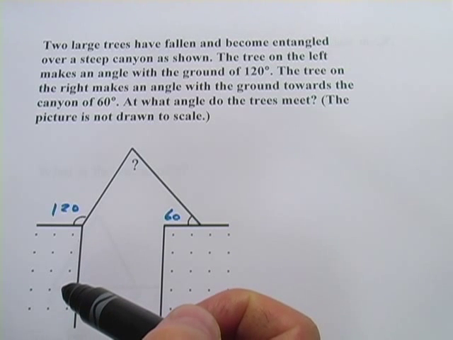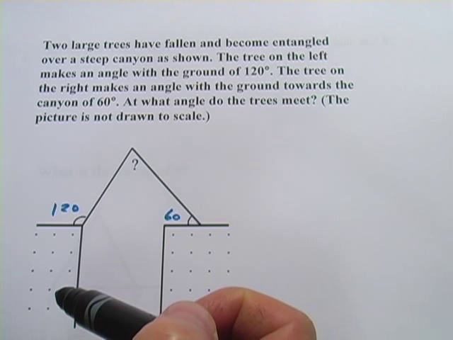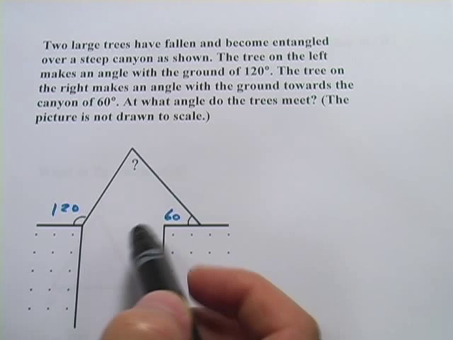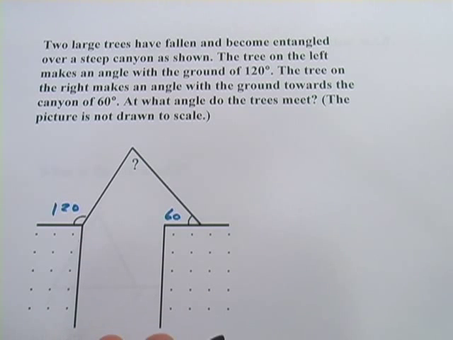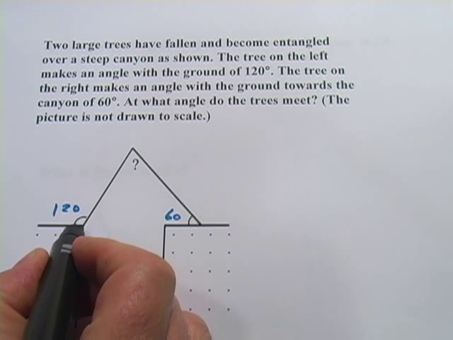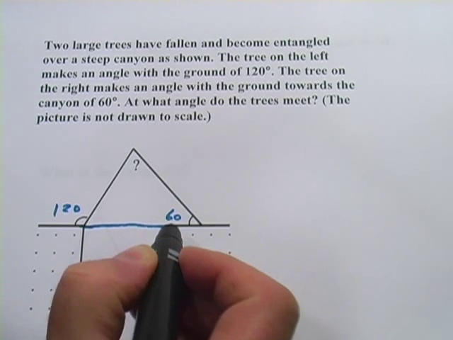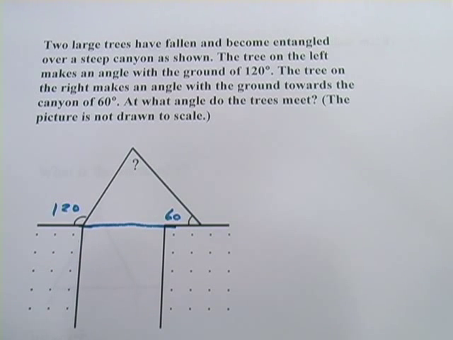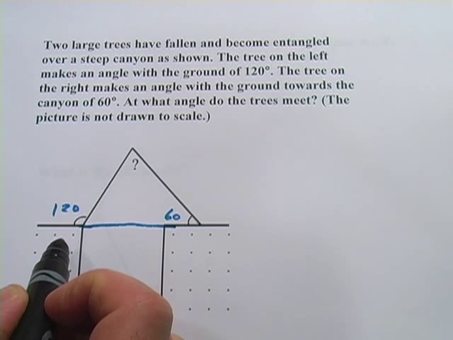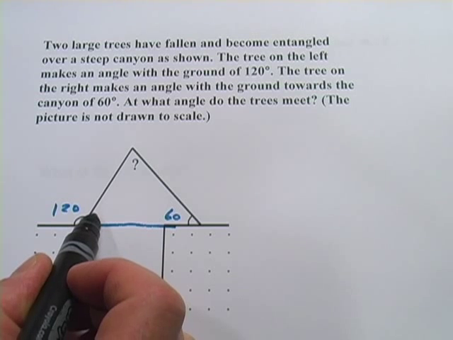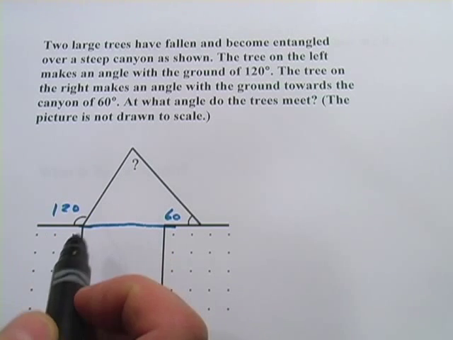At first, this might look kind of impossible because you don't have a triangle to figure this out. However, you're allowed to draw a line here and make this a triangle. So I'm just going to extend the ground here. And now we have a triangle. And what we have is one of the interior angles and one of the exterior angles of the triangle. So we need to get this interior angle, and then we can figure out this one.